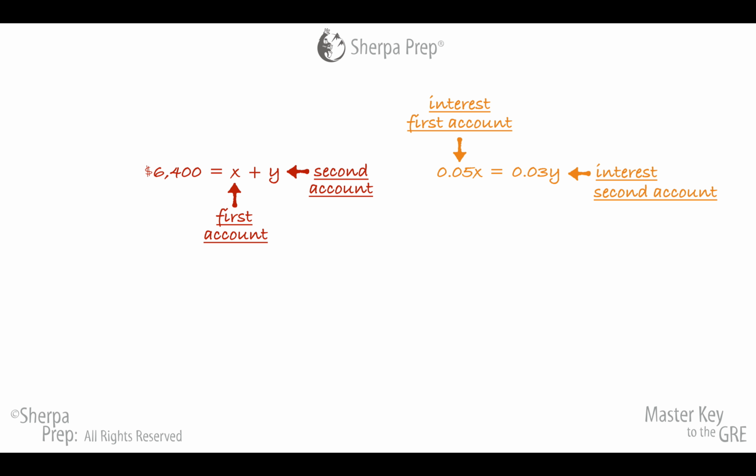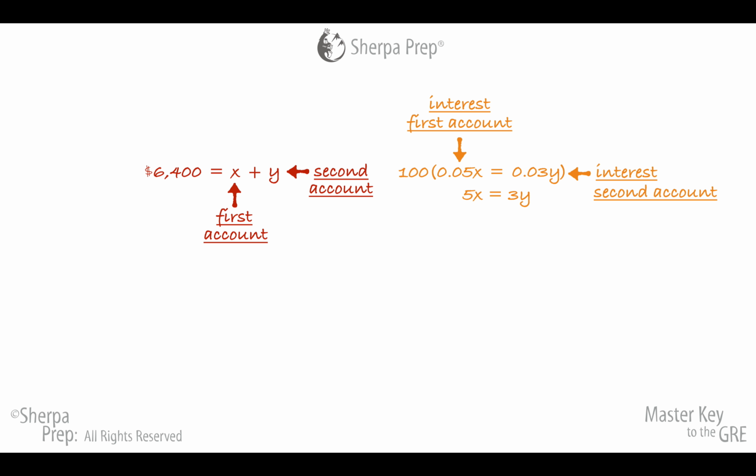And notice this now leaves us with two equations, and whenever you have two equations with two variables, you typically want to combine them to see whether you can solve for the variables. Before I do that, however, I want to simplify this second equation. Decimals, they're a pain to work with. Notice that if we multiply both sides of this equation by 100, we can simplify it to 5x equals 3y.